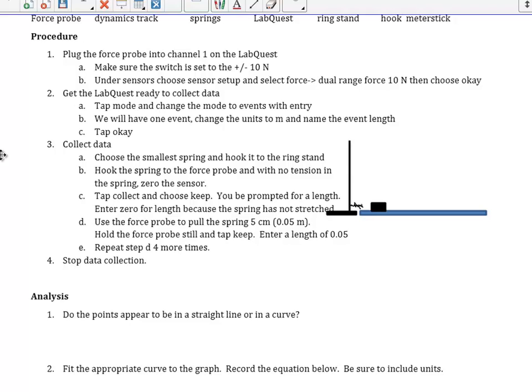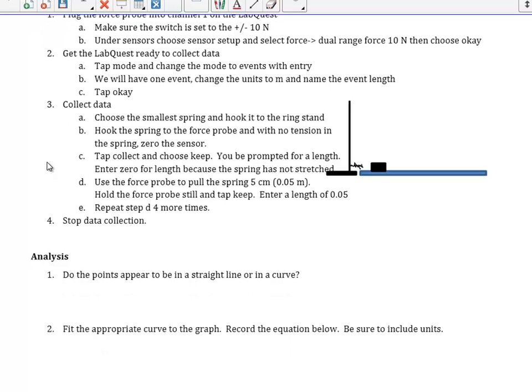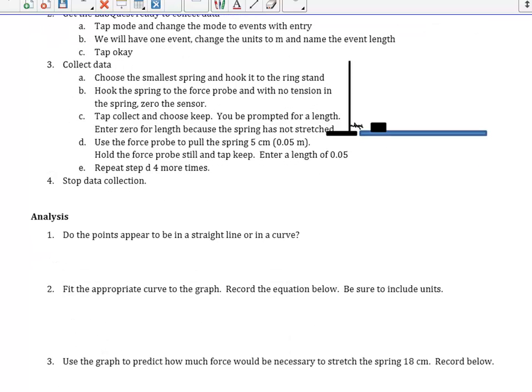Today and yesterday you were looking at work done stretching a spring, and work is actually the transfer of energy. So when you do work to stretch a spring, the energy is stored in that spring. So it's stored as elastic potential energy. Okay, so you guys went through and did all this, and it says, do the points appear to be in a straight line or in a curve?